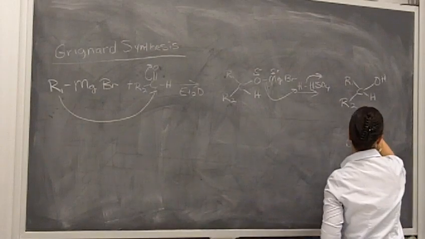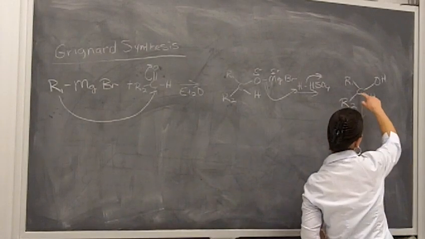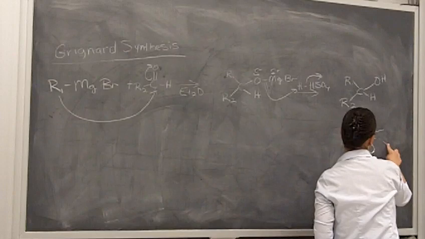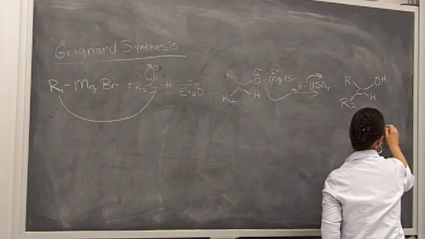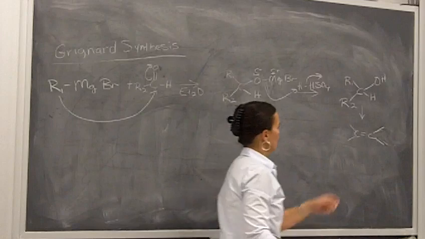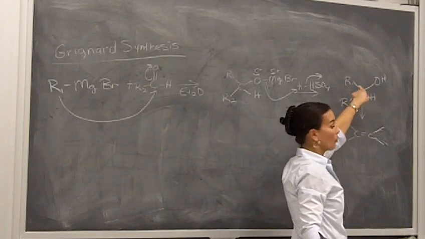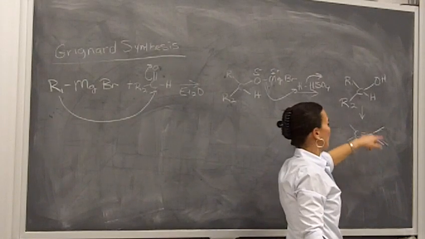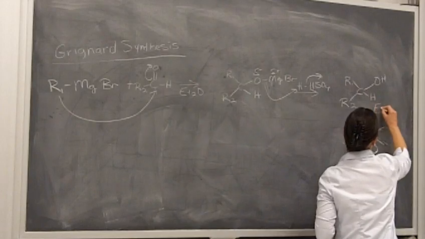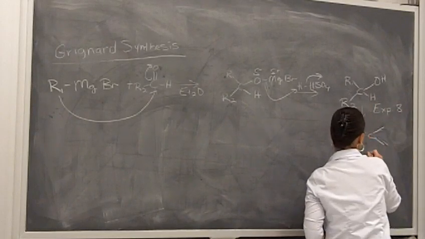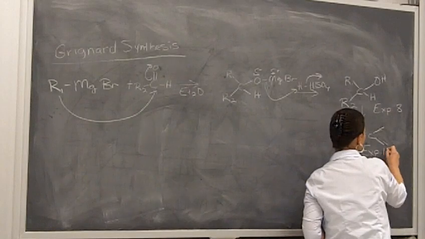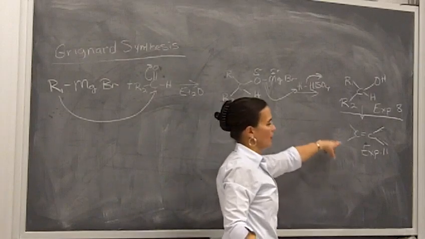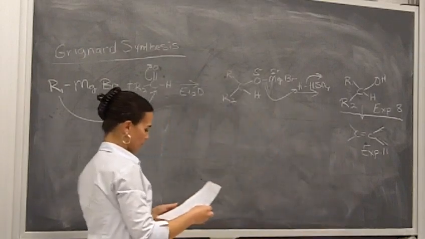But we have to be really careful because it's really easy to go from here to here, which is what we want to do next week, but we don't want to do it this week, okay? So it's really easy to take a water away from this alcohol to form the alkene, all right? So this is what we want for experiment 8. This is eventually what we want for experiment 11. So we want to stop here this week, okay? So we're going to have to be careful with our workup not to go there.